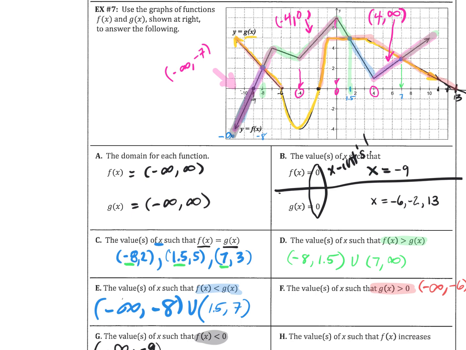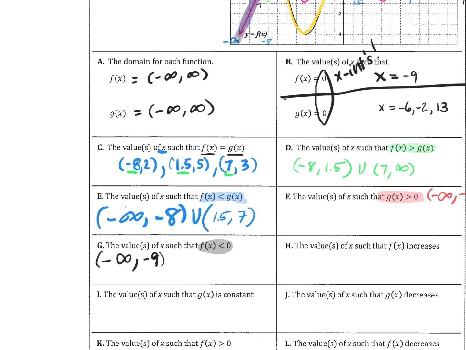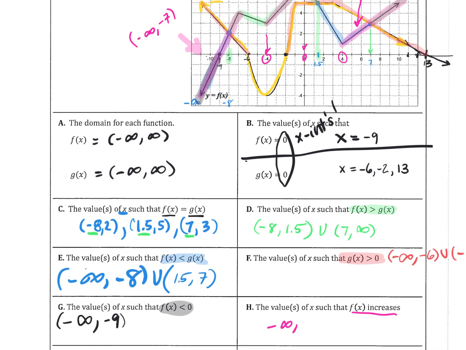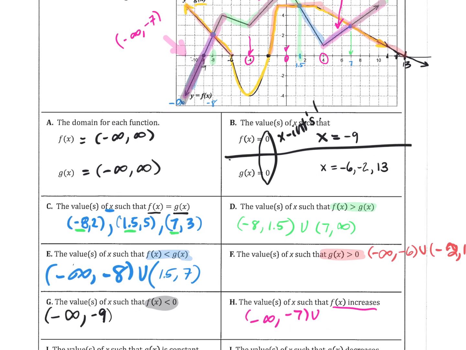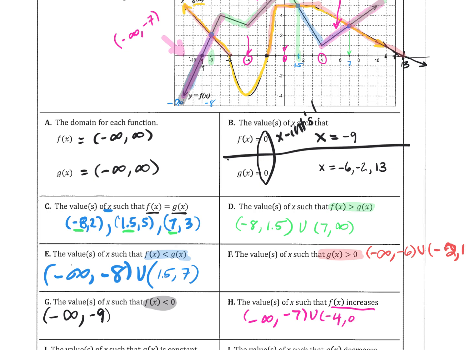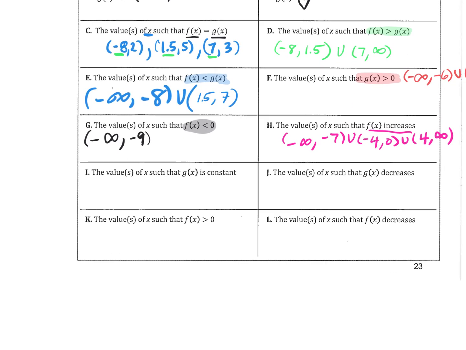You can read these. If you could figure out which part of the graph to highlight, it's not so hard to read off the x variables, is it? So those three things go here. So we said from negative infinity to what? Negative 7? From negative 4 to 0. And then from 4 to infinity. Good. All right, we've got 4 more.